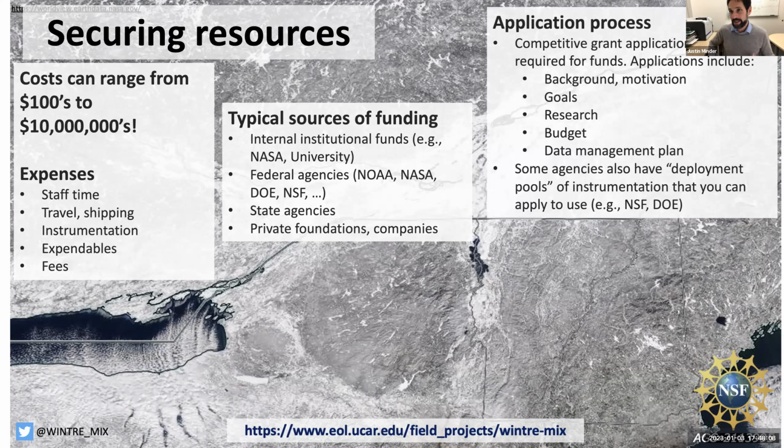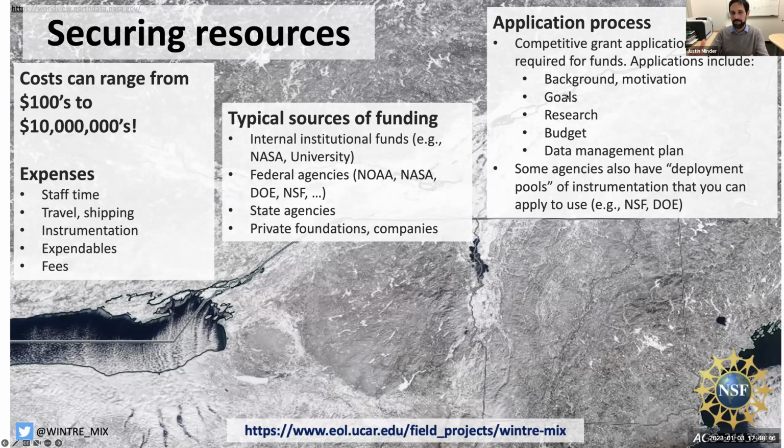Most of these types of funding have an application process where you have to put together a document that explains things like what you want to do, why you want to do it, the background, the motivation, your goals, your hypotheses, your research plan, your deployment plan, your budget, how much is everything going to cost, how are you going to manage the data, how are you going to analyze it after you do the field project. And so that process of writing the application is really important, and it's a really unique, special skill to have, to clearly convey all that information after you've thought it out.